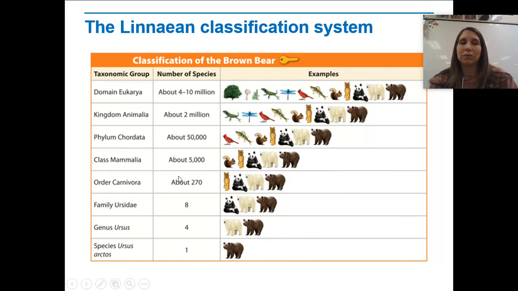Carnivores are those mammals that tend to eat mostly meat, right? And so I've got lots of bears here, and I look like I also have a tiger here as part of it. Ursidae, which has to do with bears. Ursus, which is again bears, and then you've got your species down there at the bottom. So again, as we go down this line, domain to species, we get more and more narrow, right? That's the idea.